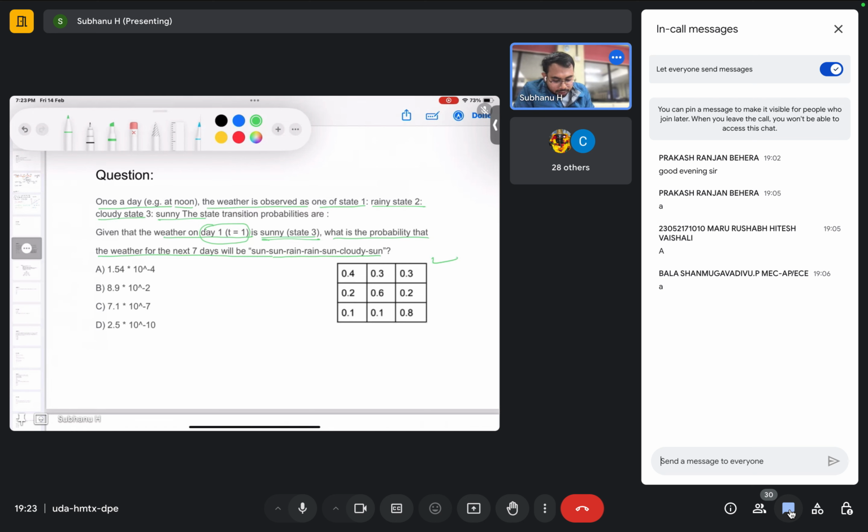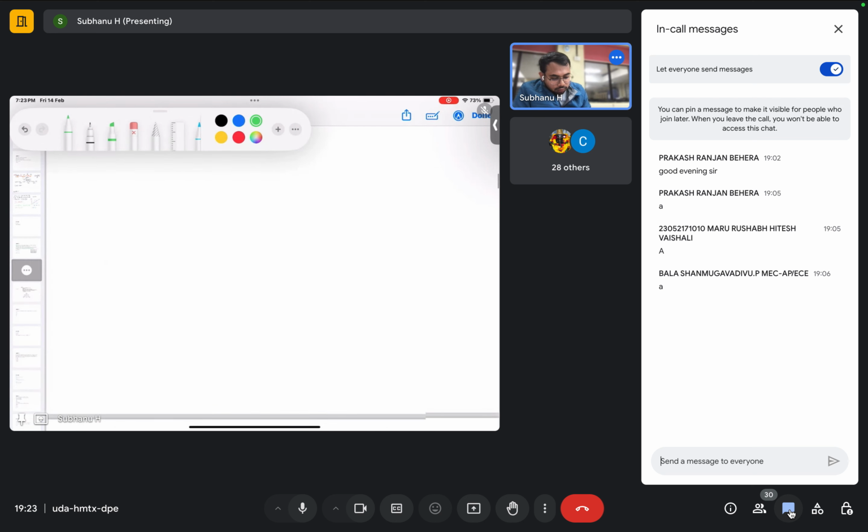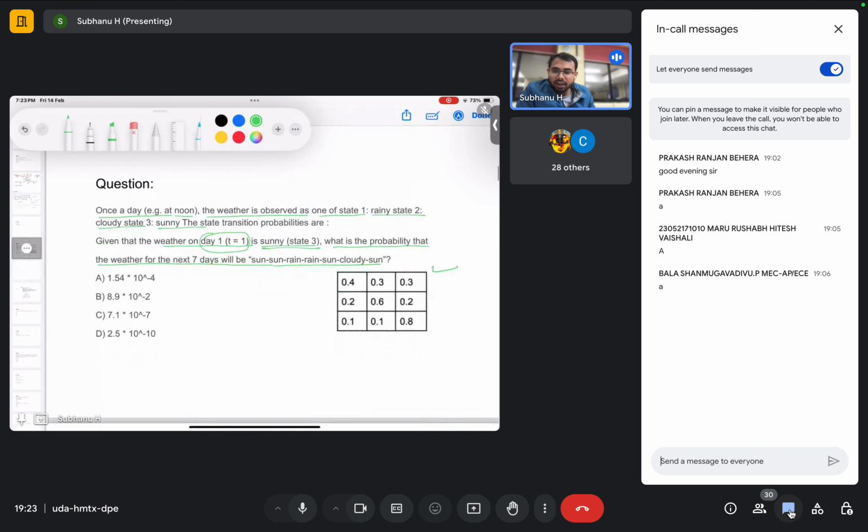So what is your state here? I think you are trying to at least solve the question yourself. So what are the states? State one is rainy, state two is cloudy, and state three is sunny. And this is the probability given to you, the transition probability. So the states are given to you, the transition probabilities are given to you, and you have to find out the answer.